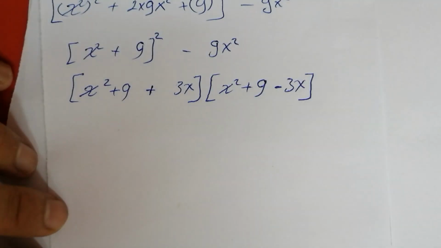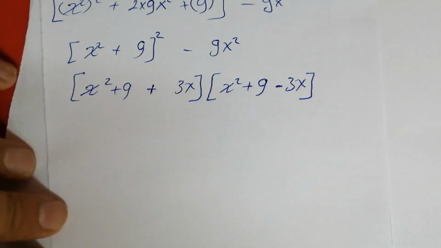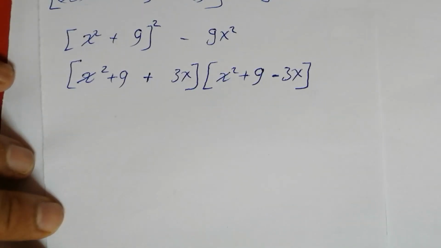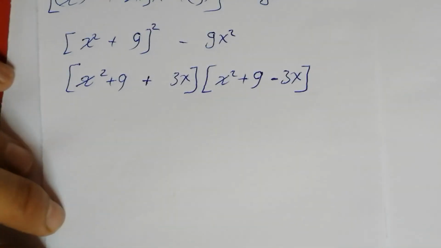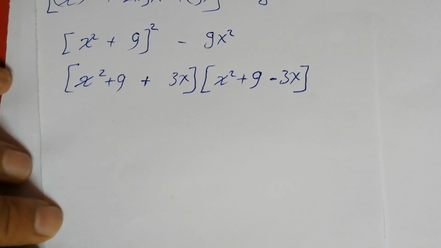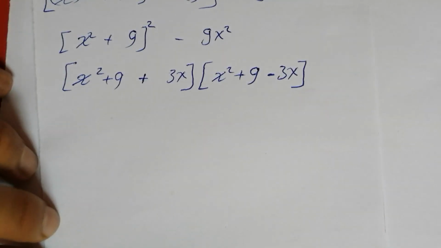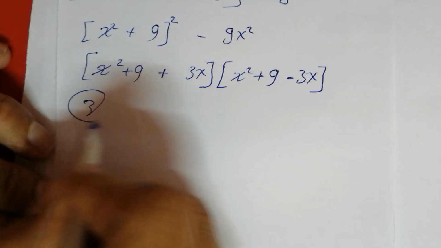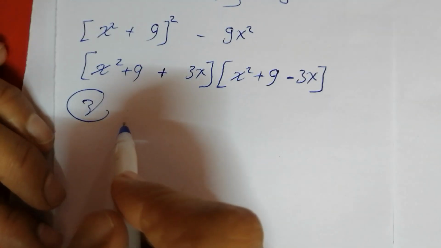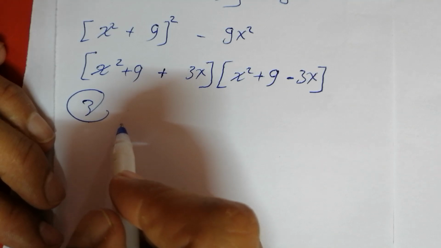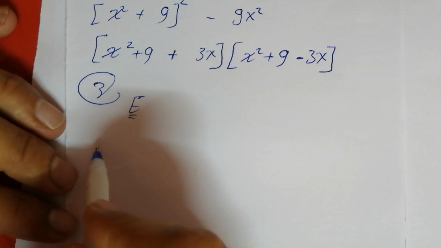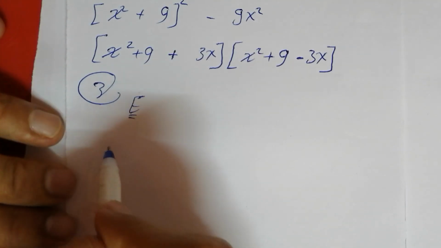Now we're going to move to number 3. And numbers A, B, C, E, and F are going to be given as homework. Let's move to number 3. We are going to take number 3E. What's 3E? Factorize each of the following expressions.